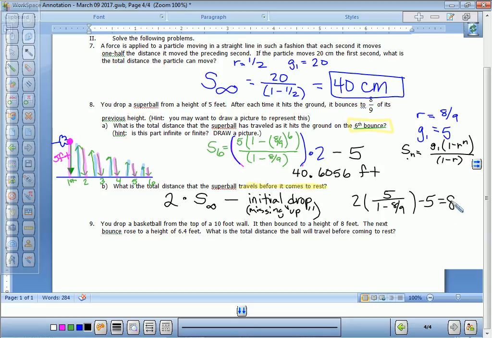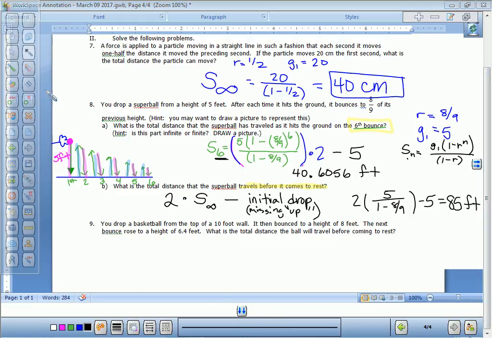And here we should get 85 feet. Please stay engaged. This is geometric but finite because we only did 6 bounces. That one is infinite, bounces till it's done. Gotcha.